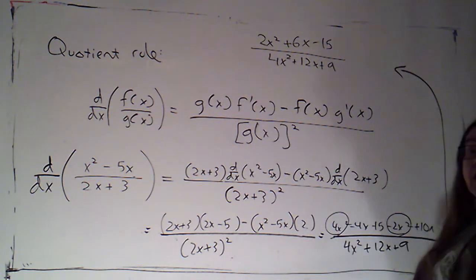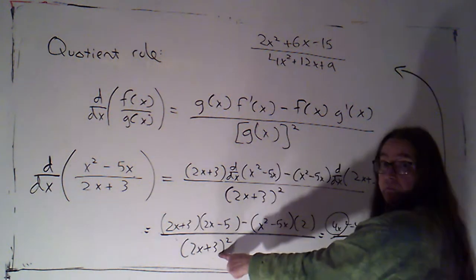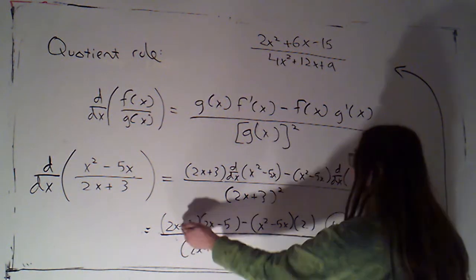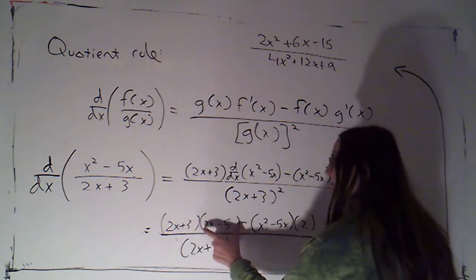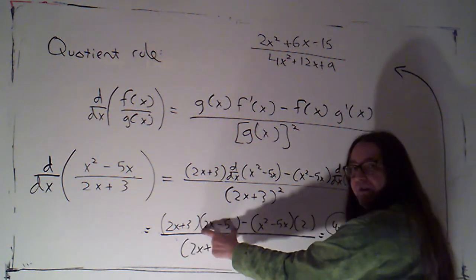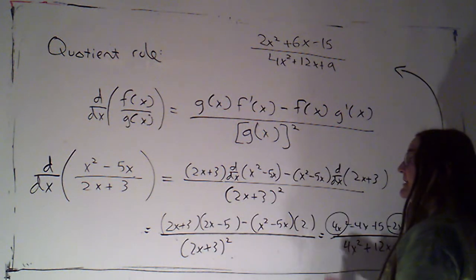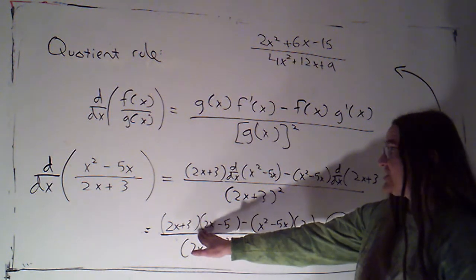All right, one thing I will caution you about, never, ever cancel that with that. You can't, because that 2x plus 3 isn't multiplied by the entire rest of the top. That 2x plus 3 is only multiplied by the 2x minus 5. So the only time you can cancel is if you have something that you can factor out of the entire top, not just the first term.